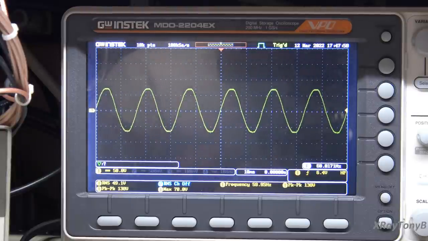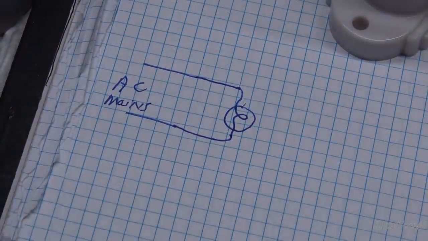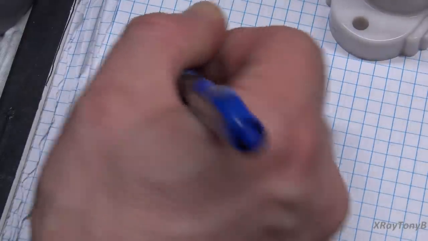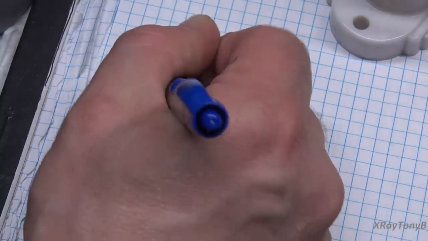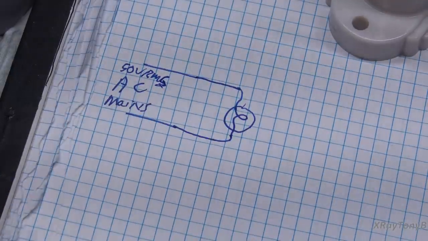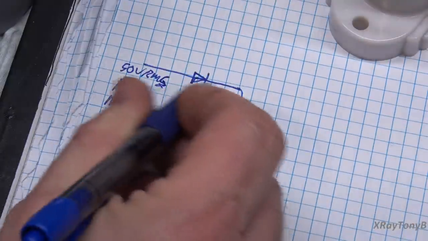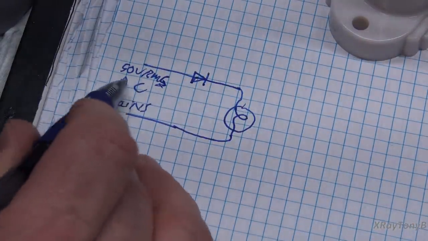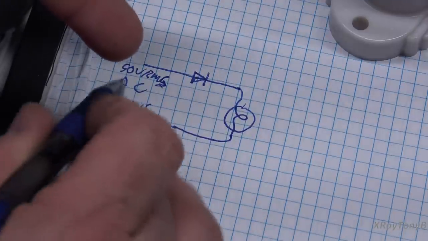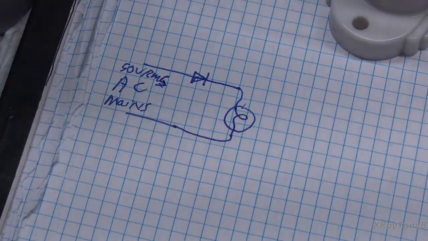Now let's see what happens if we put a diode in line with that. So just so you know, the very simple circuit we have is our AC mains, and I have it stepped down to about 50 volts RMS. And we learned about that earlier. And it just goes straight into the bulb. Now what we're going to do is add one diode in series with the circuit. So now the current can flow this direction through the bulb. But when the polarity changes, because this is alternating current, the current cannot flow this way. It'll be blocked. What do you think is going to happen to the bulb?